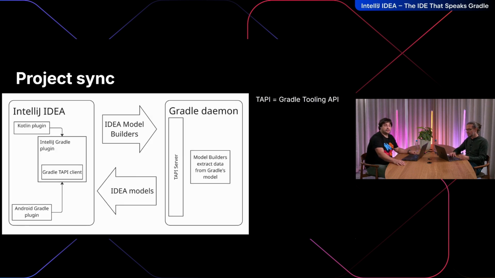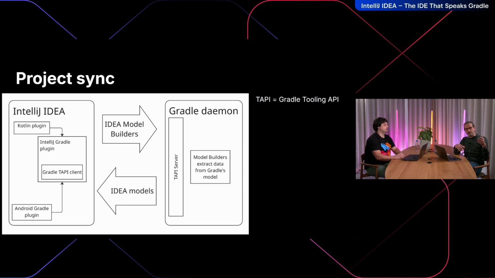So, to the project sync thing. Here we see kind of an overview of the architecture. Yeah, we see there are two things kind of talking together. And let's start with the Gradle side. Paul, could you please shed some light? So yeah, like Dmitrii said, you see on this diagram IntelliJ IDE on the left, Gradle on the right, and two arrows in the middle.